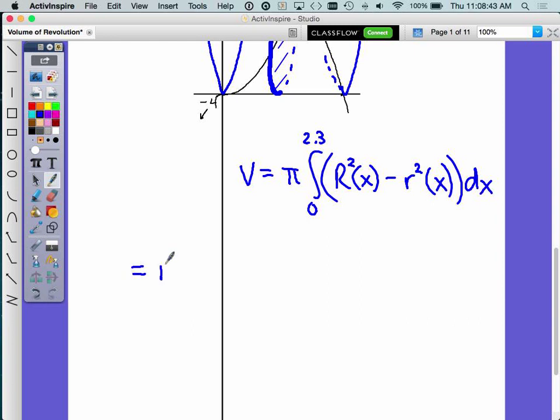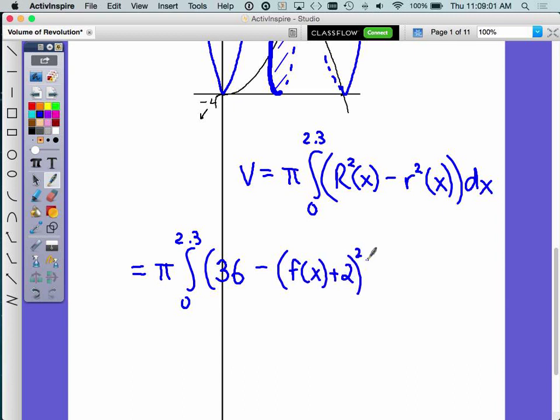This is going to equal pi times the integral from 0 to 2.3. My big radius I said was 6, so 6 squared is 36. My little radius I said was f at x plus 2. So this is going to be f at x plus 2. I'm going to square that with respect to x. And I now have everything I need. I can do the rest of this in my calculator.